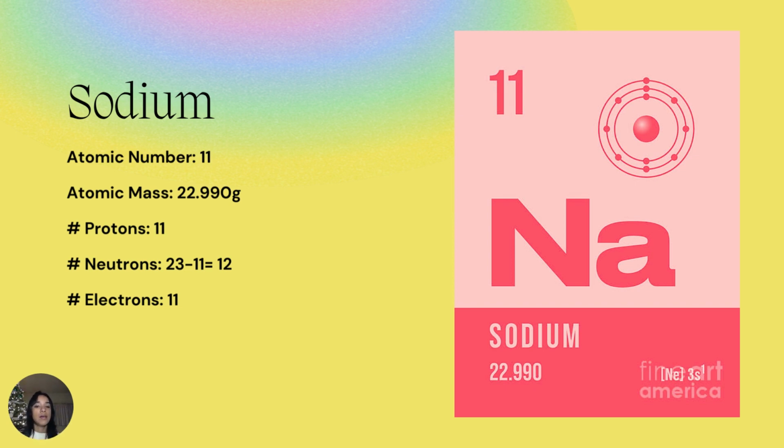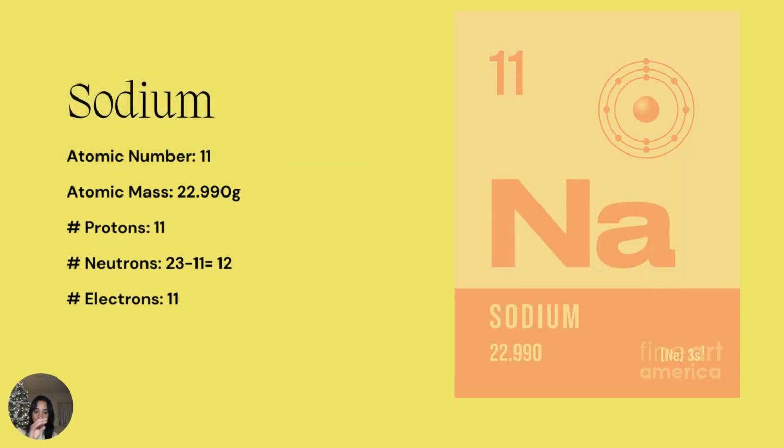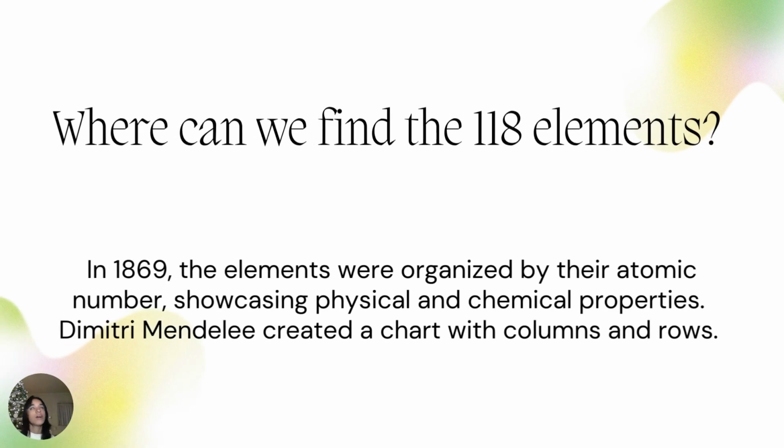So a little quick, easy math. Mainly, all this will be given on the periodic table, and then the quick math from the atomic mass will be really easy. And you can find all that information just from one little block on the periodic table. So where can we find all 118 elements?